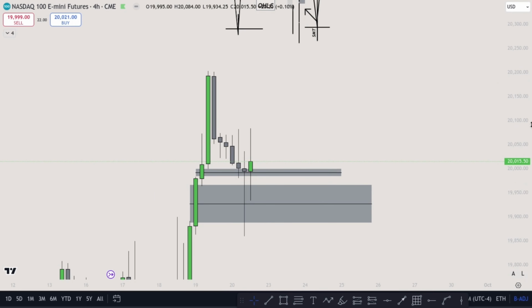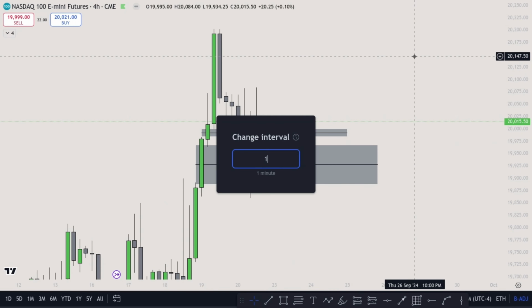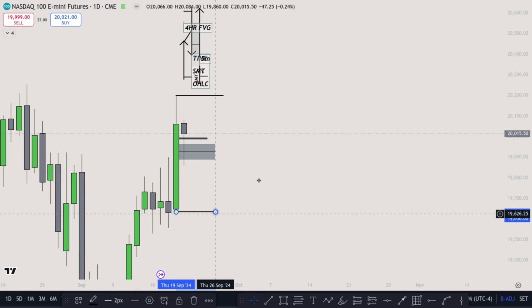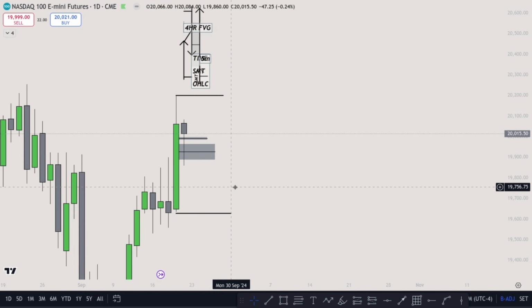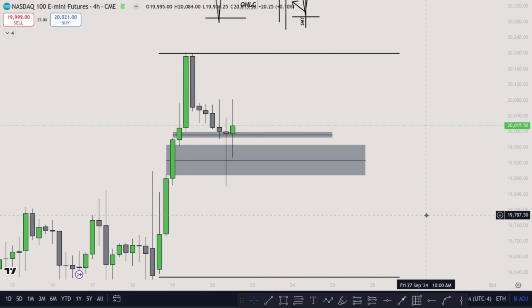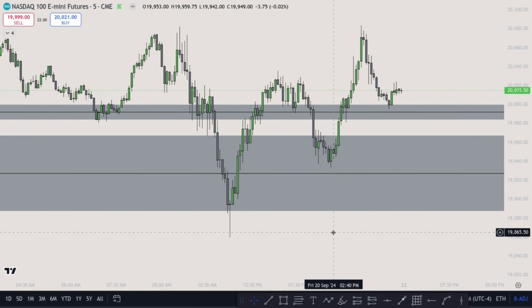Right there. Let's look at the daily candle, our highs and lows. You have your high, you have your low. Right here. Let's go over the 4-hour. Now let's go on the 5-minute. There's gonna be a clear example right here.